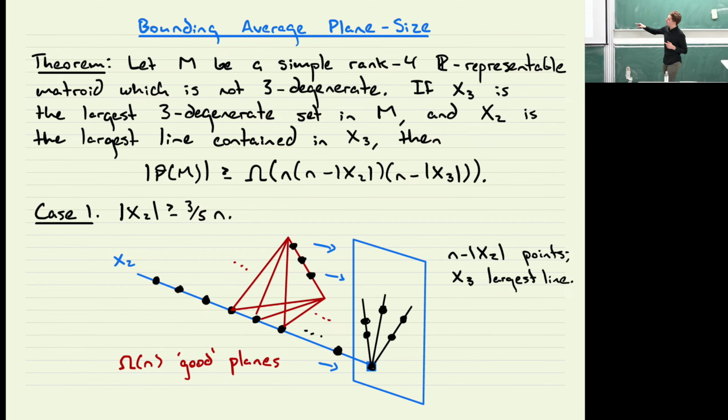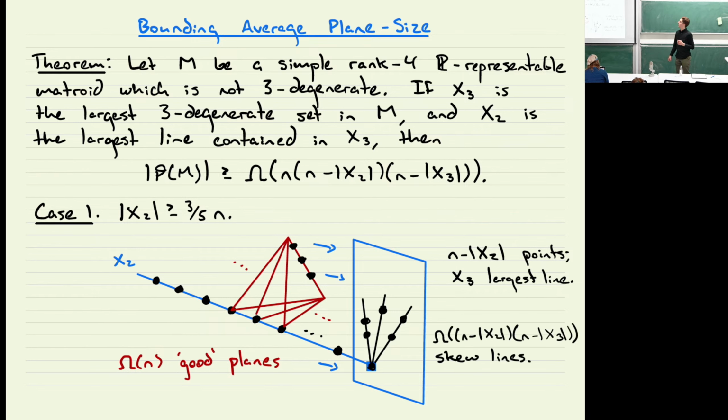And the real beauty of doing this principal truncation is that, by our choice of x3 being a largest 3-degenerate set, x3 is automatically going to be the largest line in this truncated matroid. So when we apply our lower bound for the number of lines, we get the quantity we want. And then those lift back to skew lines in the original matroid.